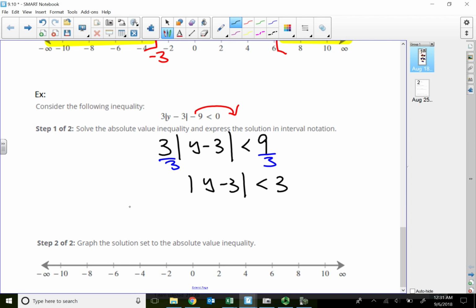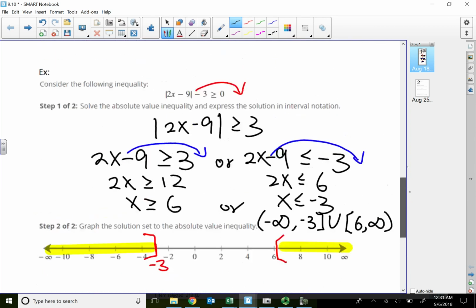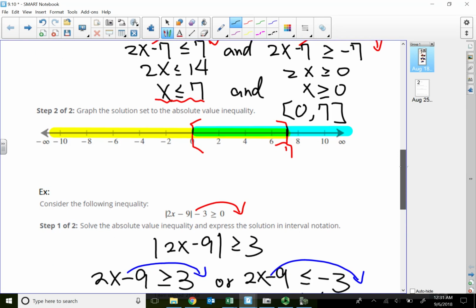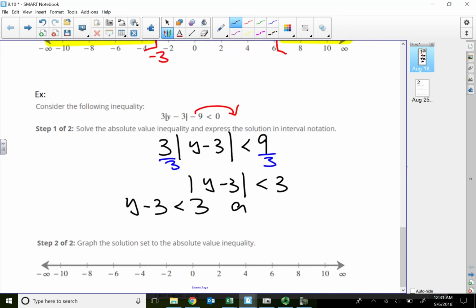Then I can actually split them into two different inequalities. Take what's inside the absolute value, set it to be less than that positive 3. So what's less than? Less than is and, right? Less than is and. And I will take whatever is inside the absolute value, set it to be greater than that negative 3 on the right side. Push the negative sign to the right side.